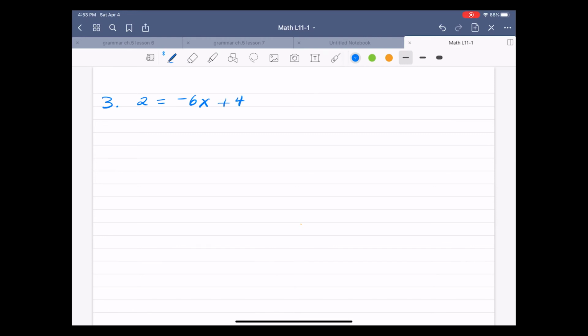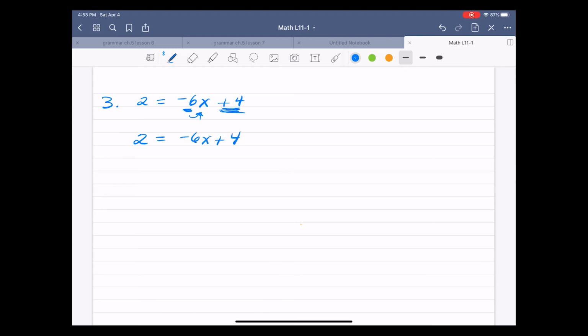We have 2 equals negative 6x plus 4. What's our variable? Our variable is x. We see that we have a negative 6 being multiplied to the x, but we want to look and make sure everything out here is out of the way too. So let's get rid of that plus 4. But first, before we do that, why don't we rewrite the answer?